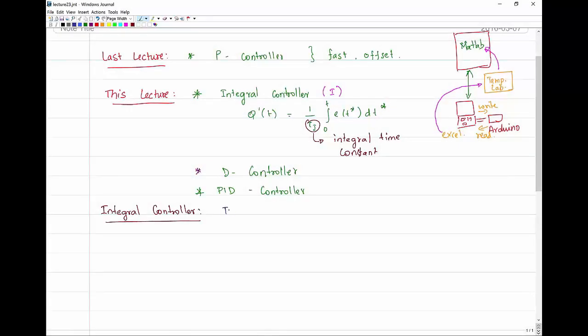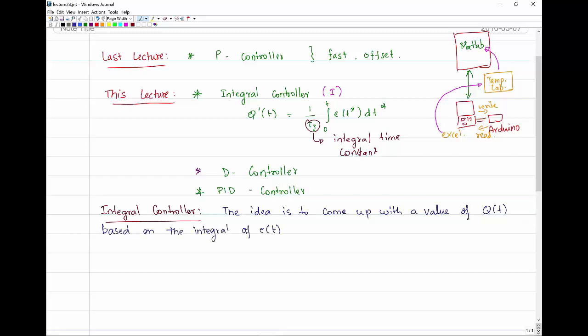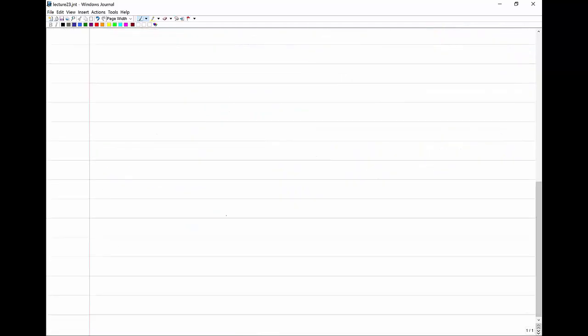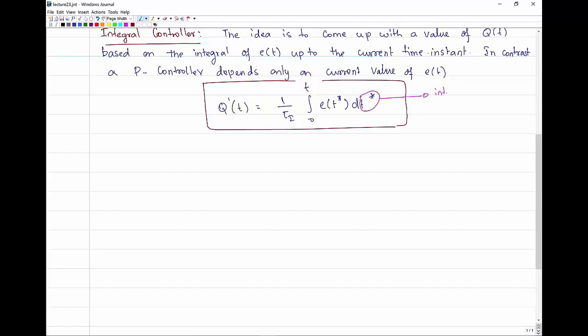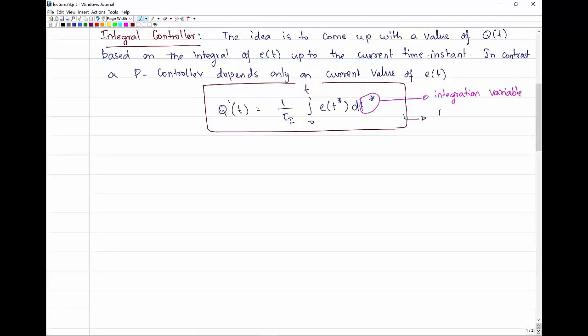So let's start with the integral controller. The basic idea is very simple. In a proportional controller, we are using the current value of the control error to determine how to change the input to the process. Whereas in an integral controller, we look at the past of the control errors from current time all the way to time 0 when the experiment was started. We use that integral to determine the current amount of input that we are going to apply to the process. And that integral is multiplied by a constant 1 over tau I, where tau I is the integration time constant. It's a constant whose value is chosen by the user.